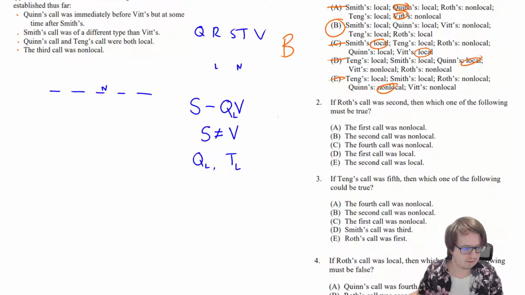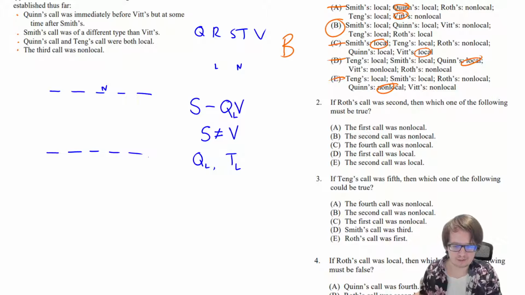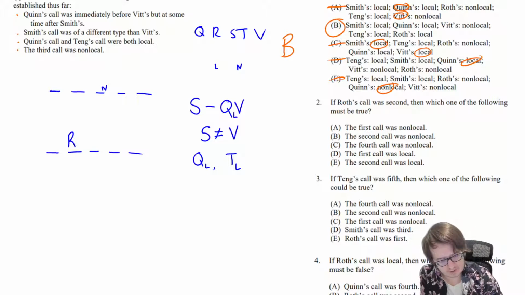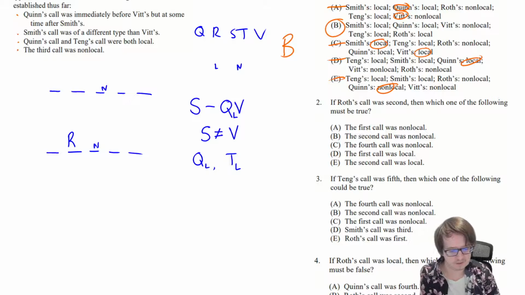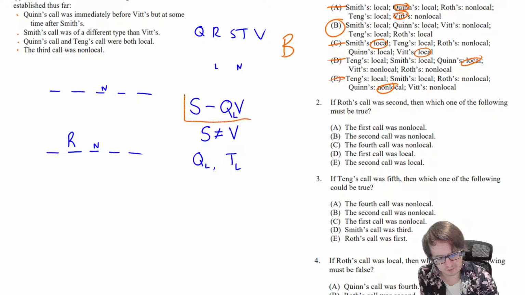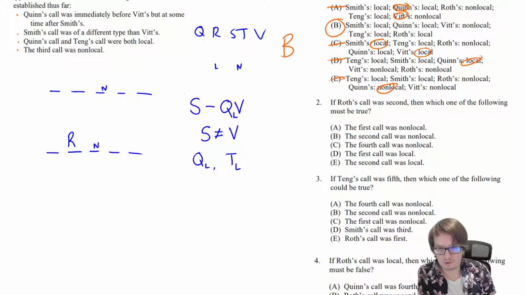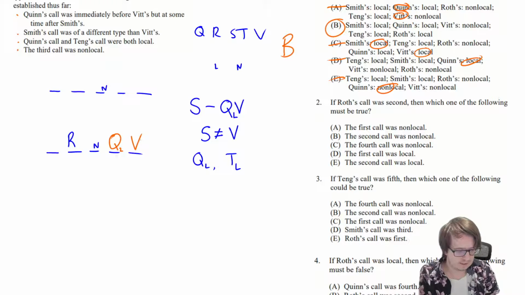Now, we can go on to the more theory questions. So we'll start up a new template just to add in extra rules and information. If Roth's call was second, which of the following must be true? We have R in the second position, and we know that our third call is non-local. So what can we do? Well, what I see is our big rule, S then QLV. So the only place that we can put Q is in this position right here. Because if it's in the third position, it's non-local. If it's in the first position, S can't come before it. And if it's in the last position, you can't get a V after it. So we know it's going to look something like this.